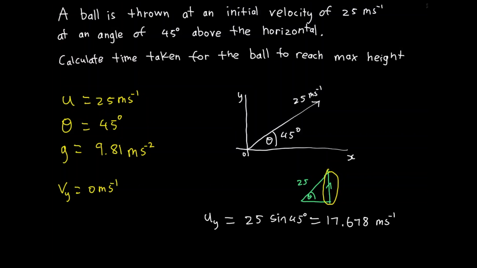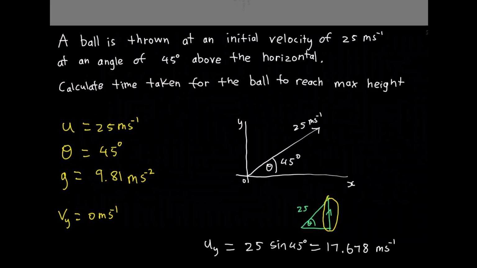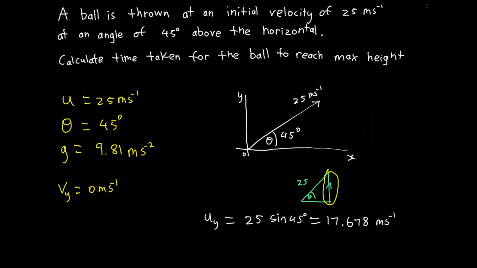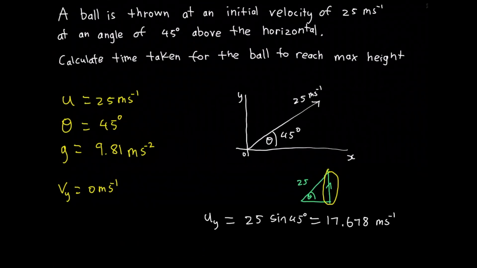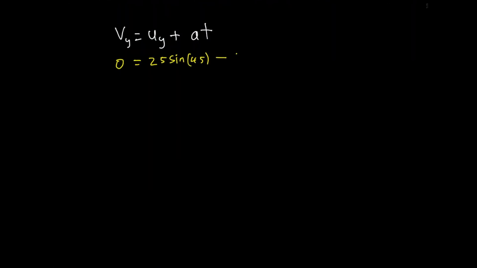So now let's think, which of Newton's 3 equations can we use? Well, we can use the equation v sub y is equal to u sub y plus at. Now we can sub in our values. So v sub y is 0. This is equal to 25 sine 45, u sub y, minus, because gravity acts downwards, as you should know, minus g times time.